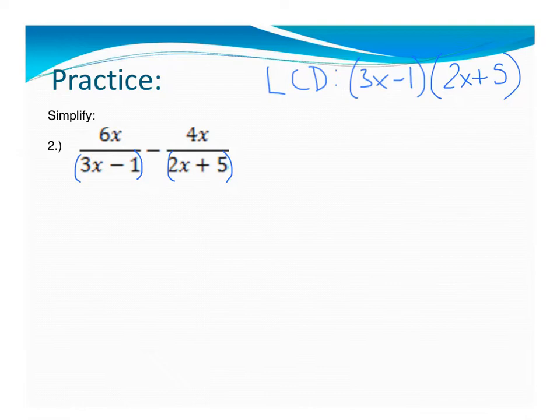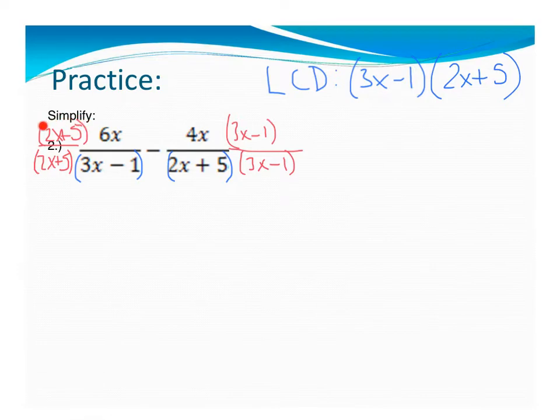So I'm actually going to have to multiply both parts here. On the left here, I'm going to multiply by 2x plus 5 because that's what's missing in this denominator. On the right here, I'm going to multiply by 3x minus 1 because that's what's missing in this denominator. So I'm putting the parts in that are missing. And of course I have to multiply the numerator if I'm going to multiply the denominator because you got to keep it the same, all right?